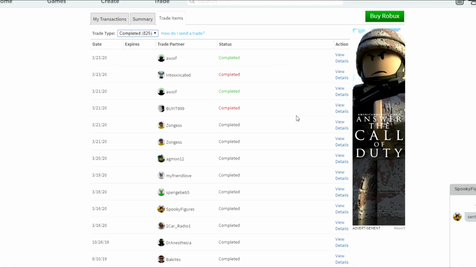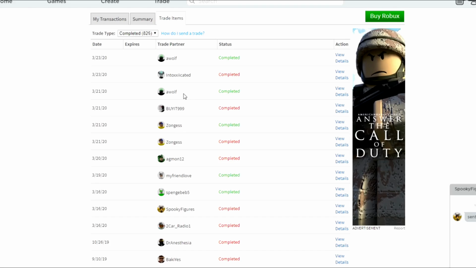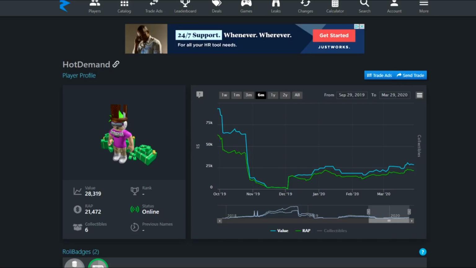If you go to my completed trades here, you can see 316 is when I started trading. We've completed about, I'm just going to guess, 10 trades so far, and we are sitting at a sweet 28,000 value. I know it's not that much.